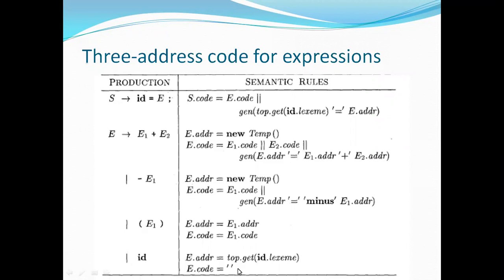For writing the attribute code, there is nothing to write. So it is null. You should leave it out like this. Don't write anything between the quotation marks. Nothing is there to represent, because e.code is not assigned to any type of non-terminal. So we leave it like this. This is the way of writing the semantic actions for the three address code expressions. Is it clear now?